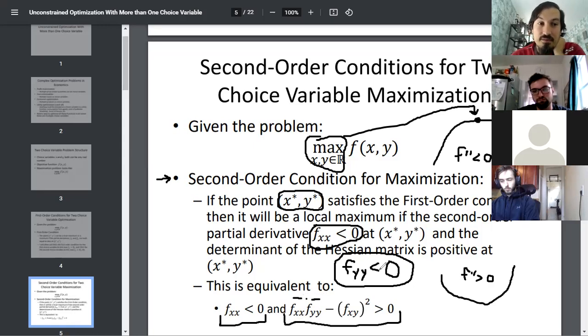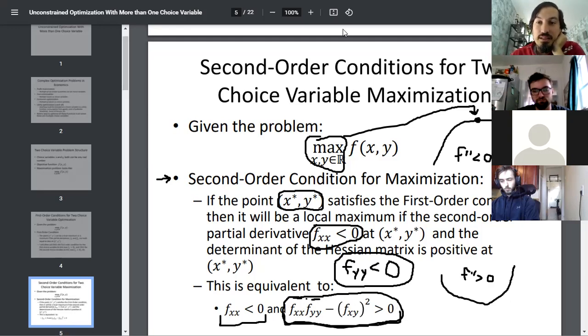It's not that it doesn't have to be true. It does have to be true. You just don't have to check it. So the second order condition for two choice variable maximization has two parts. It has fxx less than 0, and it has this part down here, which is that the determinant of the Hessian should be positive. That's really all you have to remember or do for problems like this.